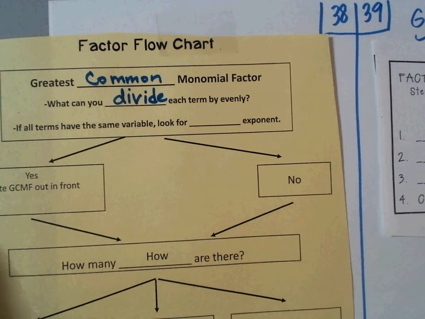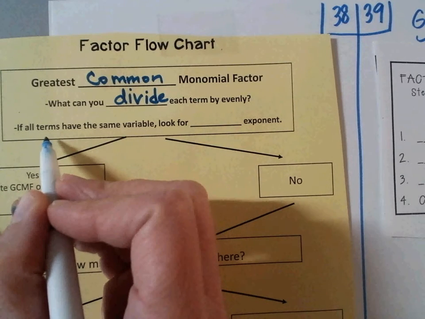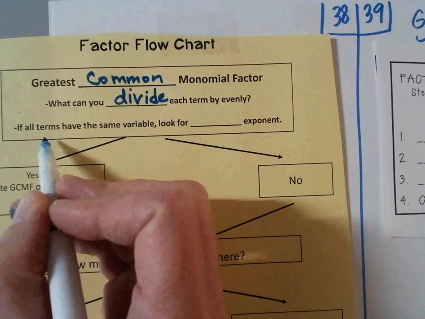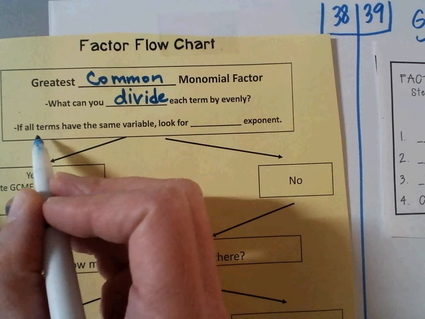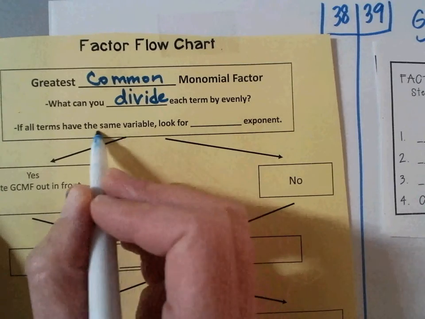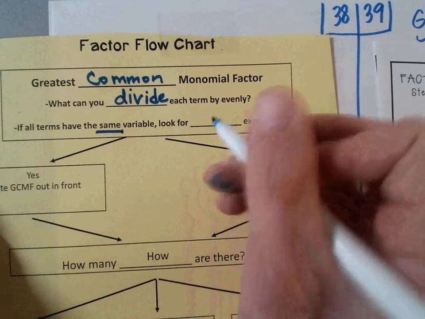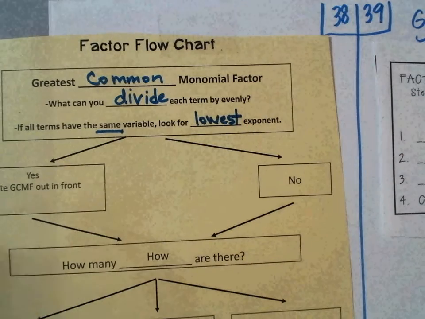All right, now you're also going to have terms that have variables. So I just told you an 8 and 4, those are only numbers. You're also going to have things that have x squareds, x to the third. So if all terms have the same variable, you're going to look for the lowest exponent. And that's all part of the greatest common factor.